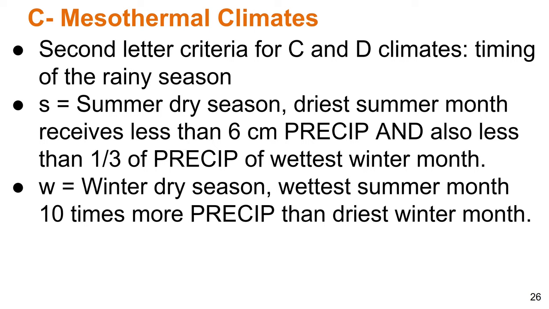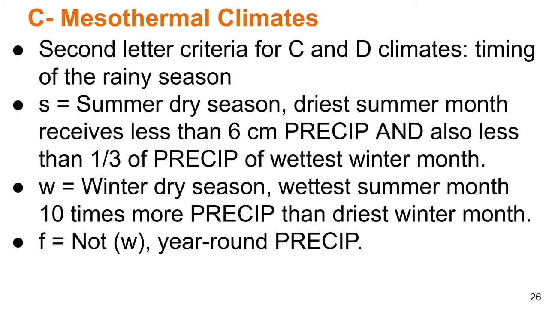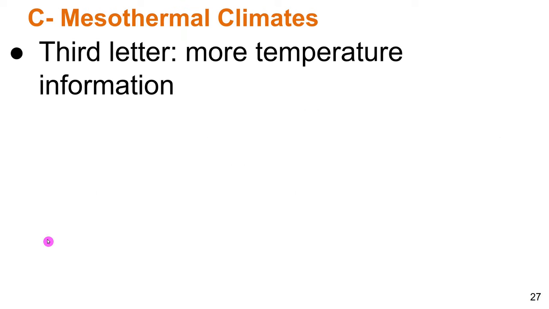If it's not an S, you check to see, is it a W? Is the wettest summer month 10 times more precip than the driest month? And if it's not a W, then it has to be an F with year-round precip, because you've checked to see, was it an S? If it wasn't an S, you check to see, is it a W? If it's not a W, has to be an F unless you've made a mistake. So that's the way you check the second letter.